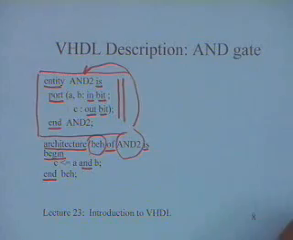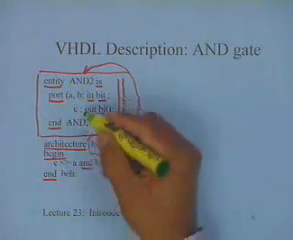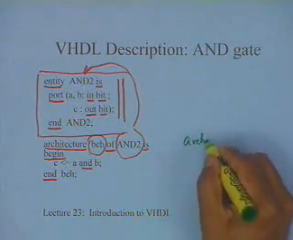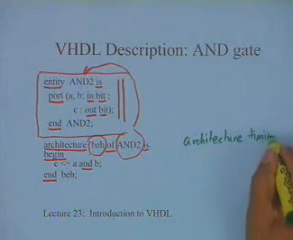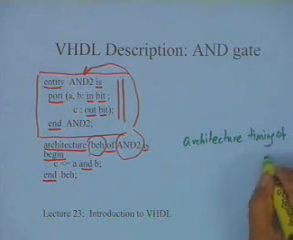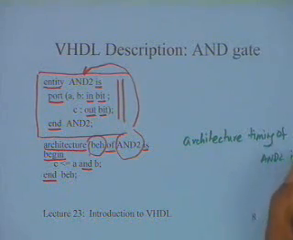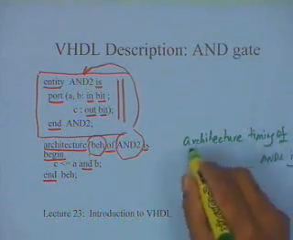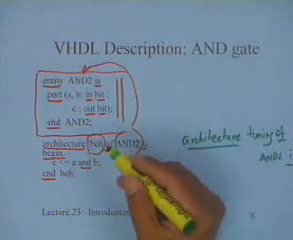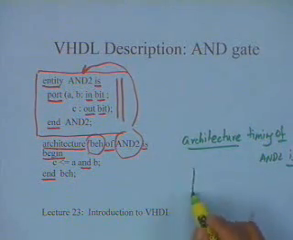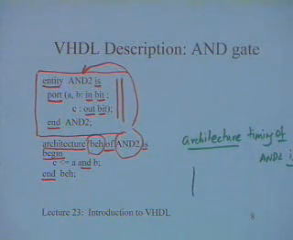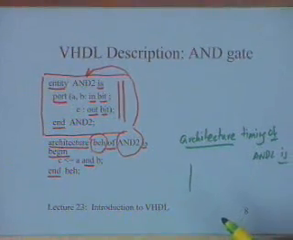So I can have a number of architectures associated with the same entity. I can have architecture timing, for example, of AND 2. So the name has nothing to do with it. It is just a name, and I can write a different description, and this description could also contain timing information.